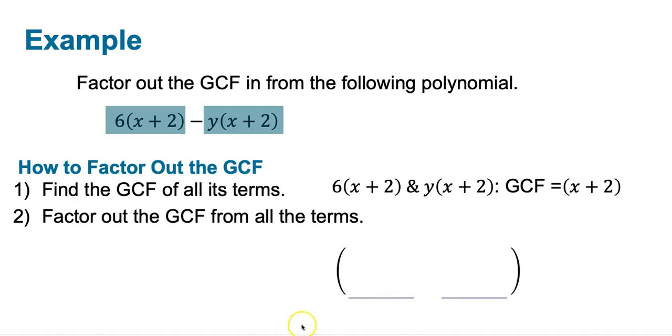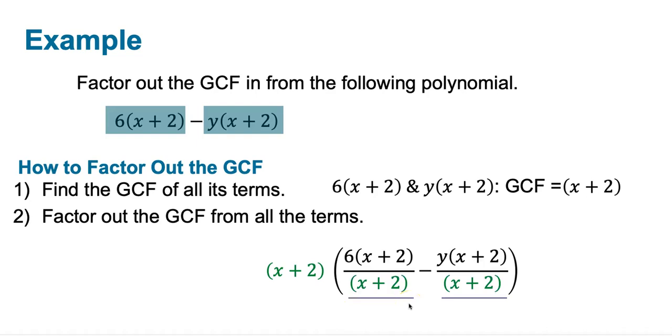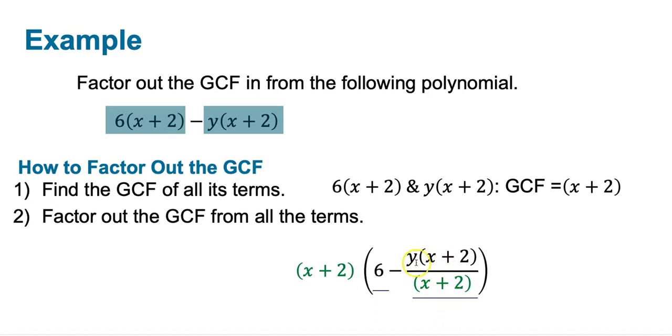The GCF is x plus 2, so I need to write that on the outside of the parentheses. Now, don't be confused by the fact that the GCF has parentheses. That's fine. That's separate from the additional set of parentheses we had to add when we performed the factoring step. Now we have to write each term from the starting polynomial on the inside, but divide it by the GCF. Now we just need to simplify each of these divisions. In each case, the x plus 2 will cancel. From the first term, we're left with a 6, and from the second term, we're left with a negative y.